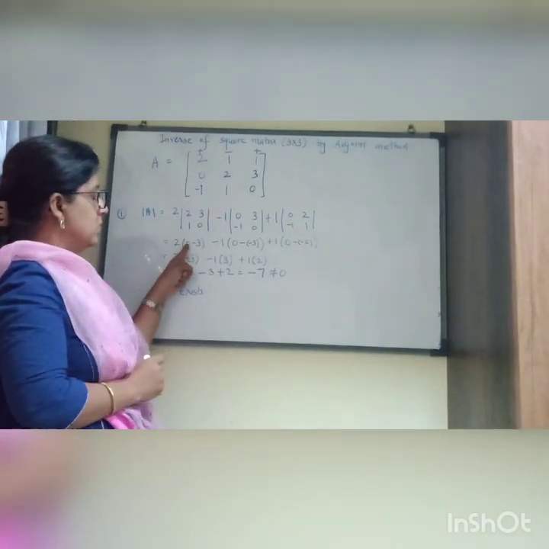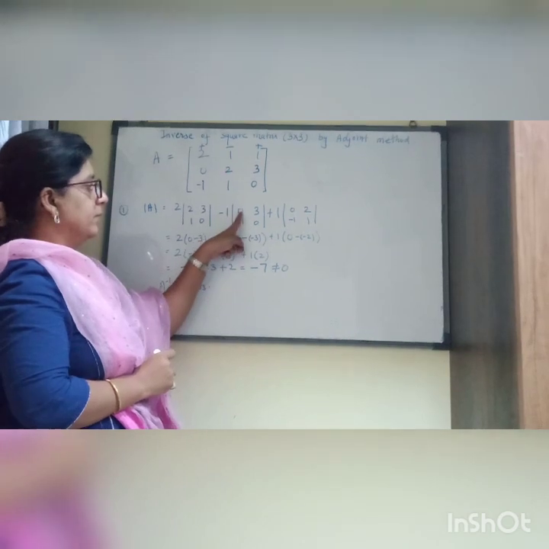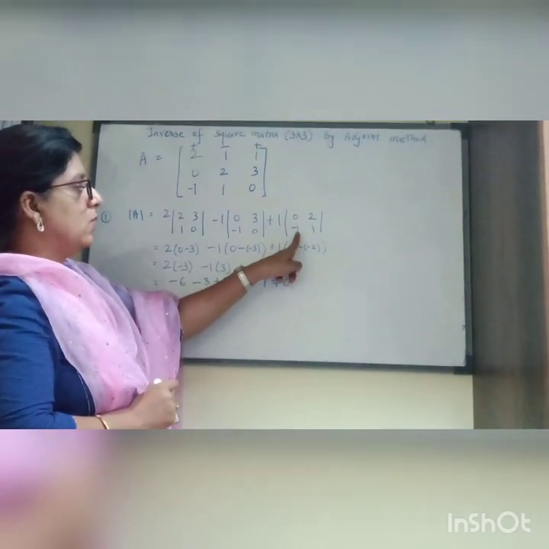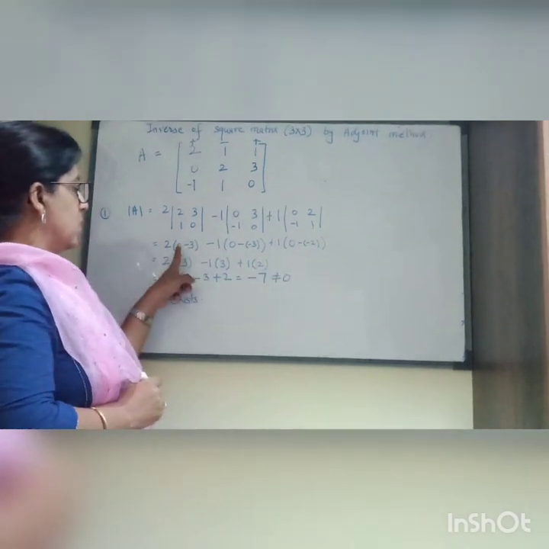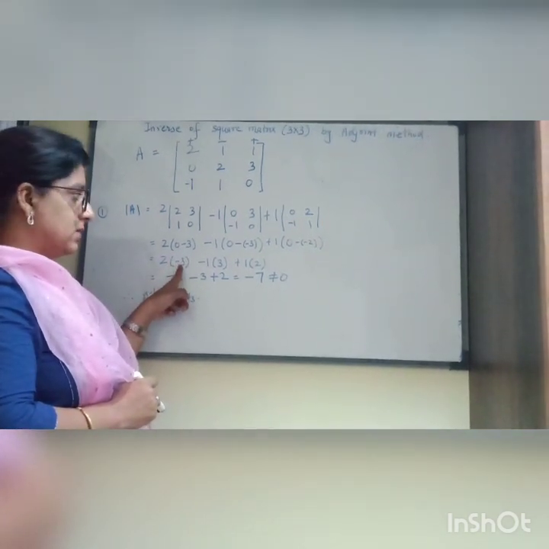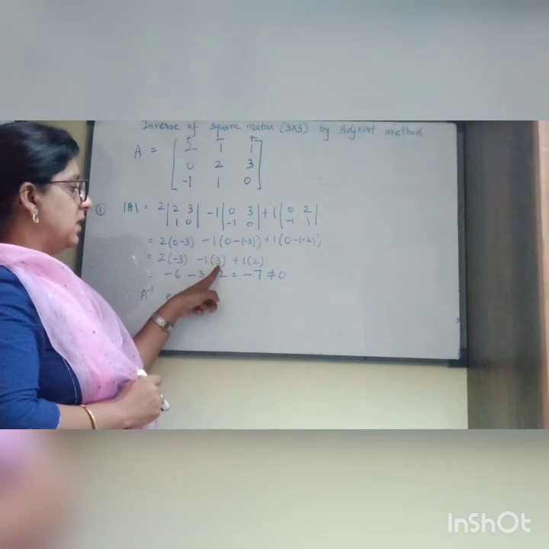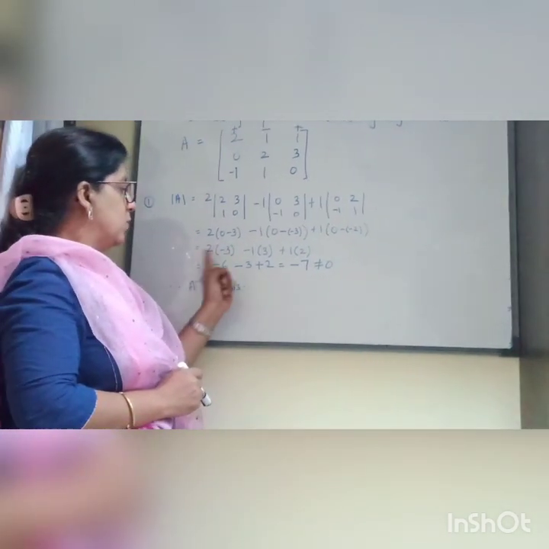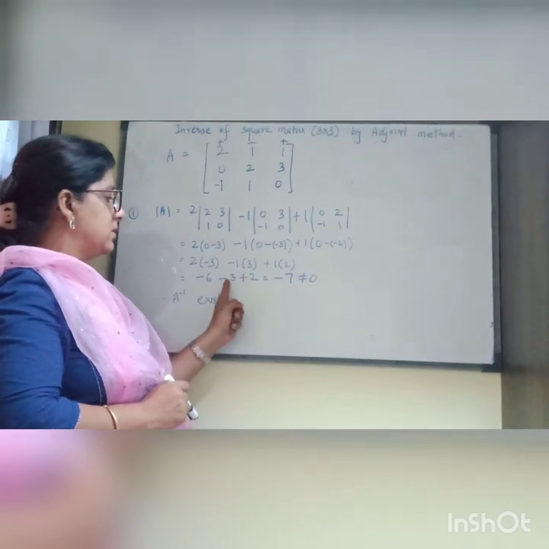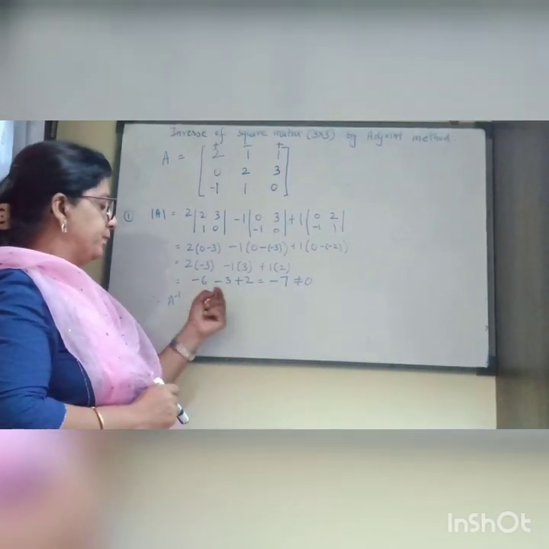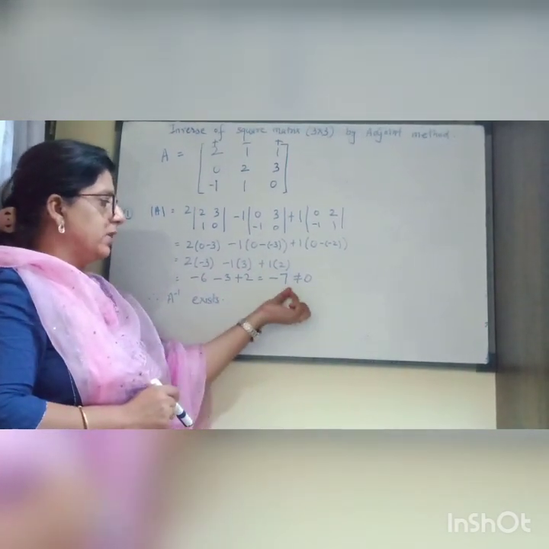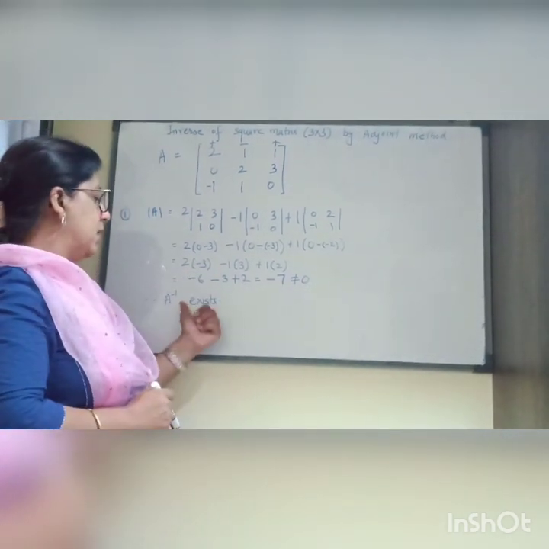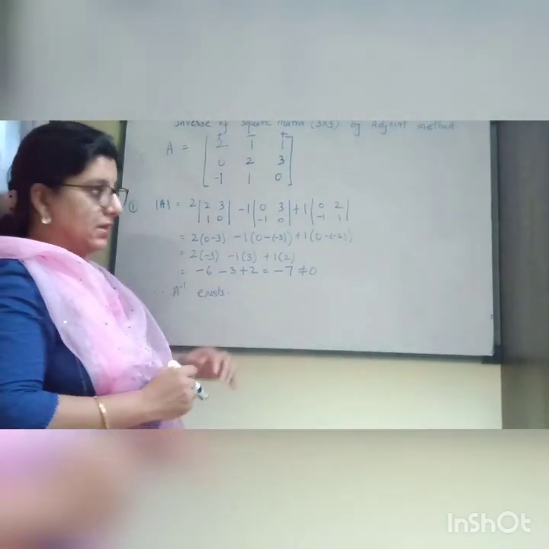2 into (0 minus 3). 0 minus minus 3, 0 minus minus 2. So 0 minus 3 is minus 3, 0 plus 3 is 3, 0 plus 2 is 2. So 2 into minus 3 is minus 6, minus 3, 2. Minus 9 plus 2, that is minus 7, which is not equal to 0, and therefore A inverse exists.